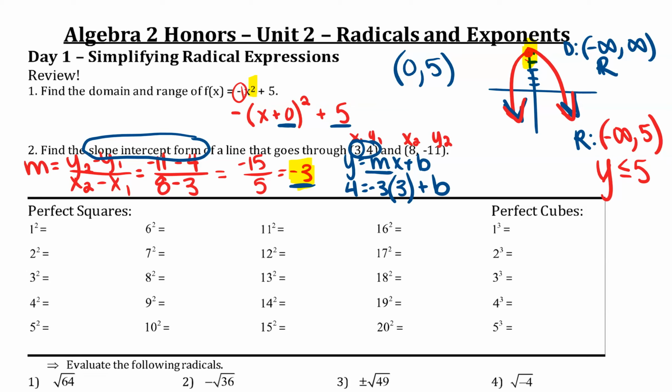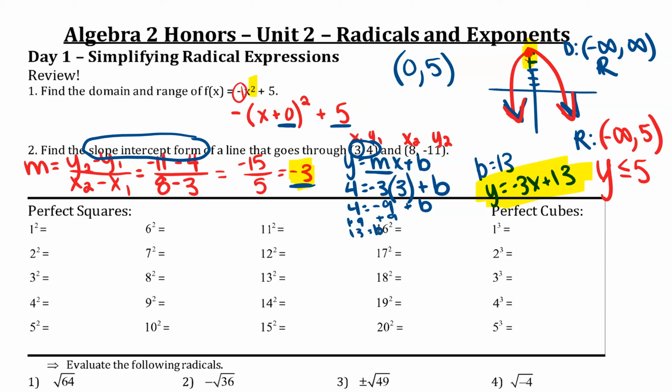And then I just simplify this. I multiply -3 times 3, I get -9. So 4 equals -9 plus b. And then to get b by itself, I add 9 to both sides. I believe that's 13 equals b. So b equals 13. Now I have m, which is -3, and b, which is 13. You also could have done the same thing by finding the slope, like we did, and then plugging into point-slope form, and then simplifying.